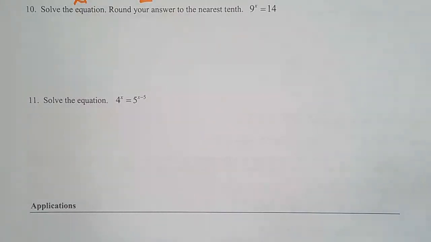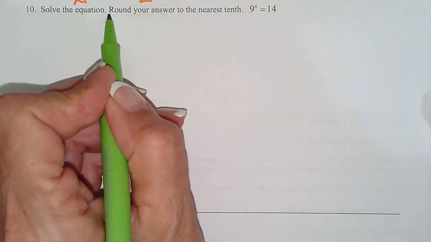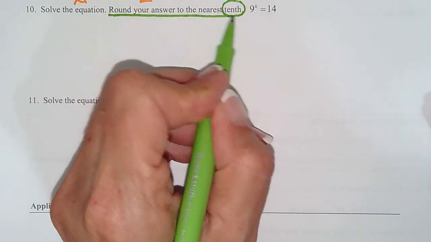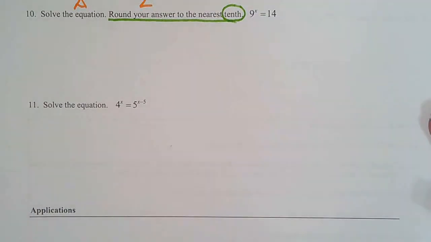We're ready to start number 10 on page 12 of your 8.7b notes. Notice this is the first one that actually asks us to round, and it wants tenths. We'll circle that to remind us. So we look at this and we go, here's an exponential.